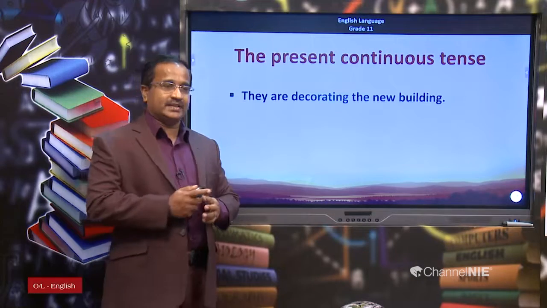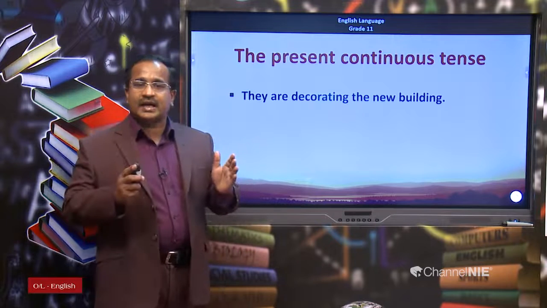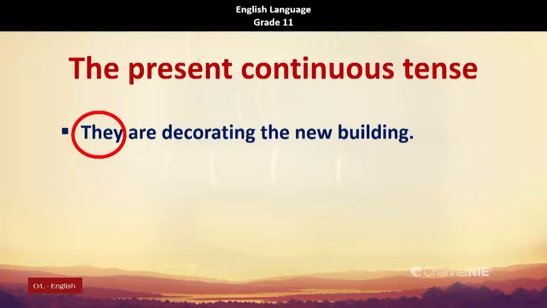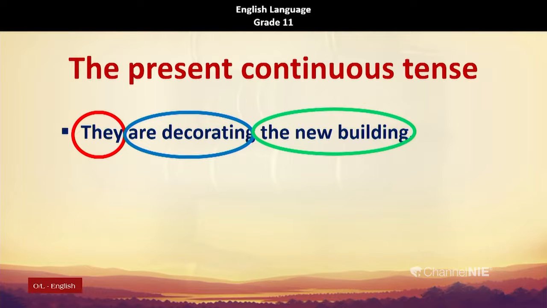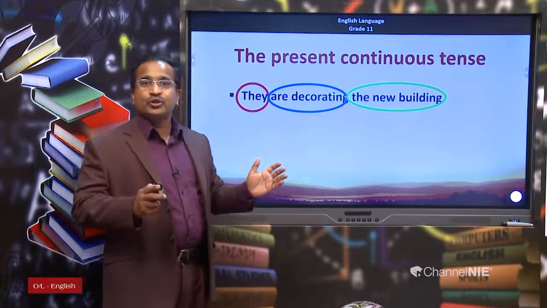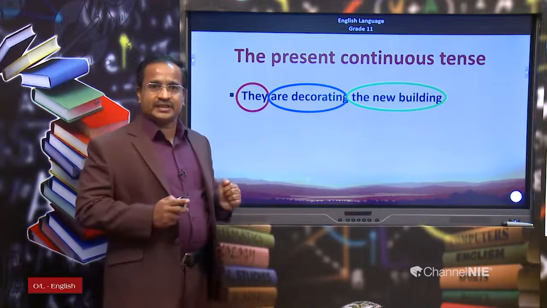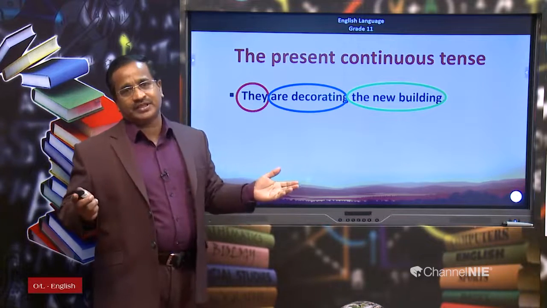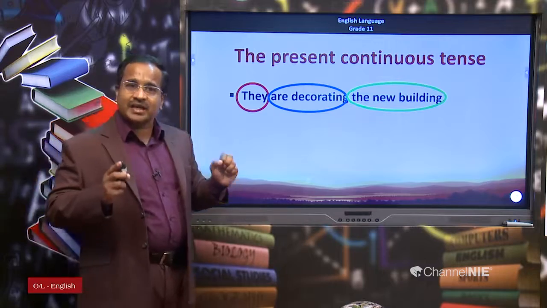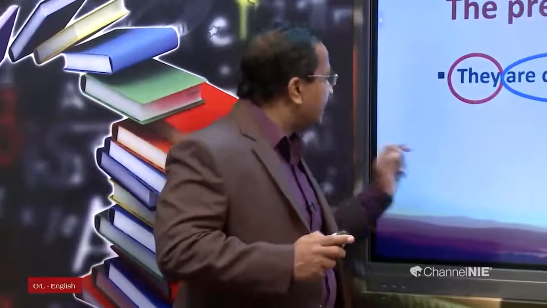The present continuous tense. Here in this slide, we are going to discuss how we can convert a sentence that is in the present continuous form into the passive voice. Let us see. They are decorating the new building. They is the subject. Are decorating is the verb. The new building is the object. As I have told you, my children, when you convert an active voice sentence into the passive voice, you have to use the object of the active voice sentence as the subject of the passive voice sentence. So, the new building should be used at the beginning of the passive voice sentence as the subject of it. So, we can use the new building here.